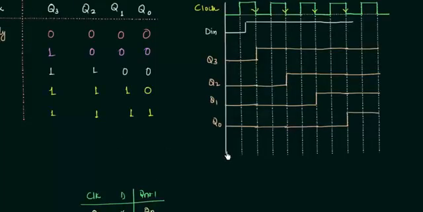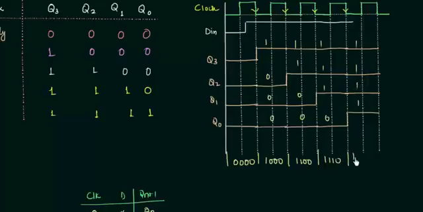Initially, you can see the stored data is equal to 0 0 0 0. Then for this clock pulse, we have data as 1 0 0 0. For this I have 1 1 0 0. For this clock pulse I have 1 1 1 0. And finally I have 1 1 1 1, and this is what we want to store.